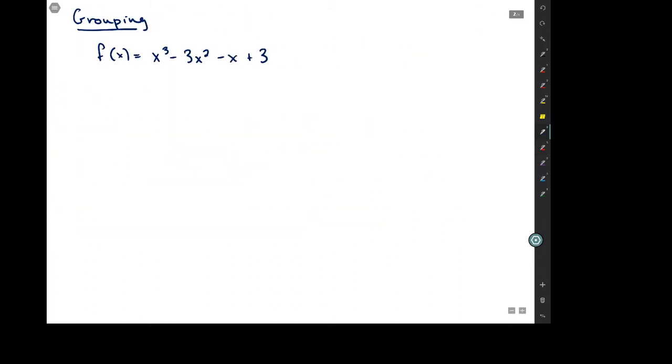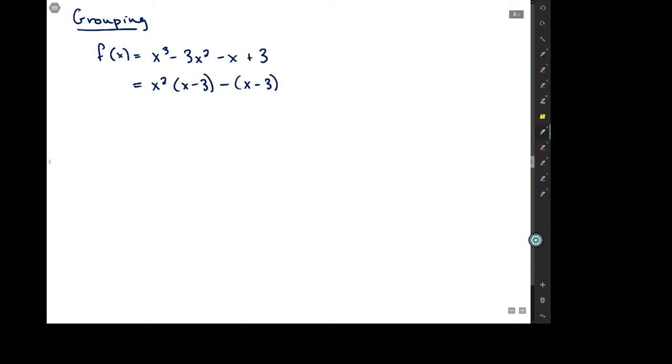Okay, another method that you may have seen for factoring is grouping. You can use it with degree 2 polynomials, and you can also use it with degree 3 polynomials where reverse FOILing won't work. So for example, if I take f of x equals x cubed minus 3x squared minus x plus 3, I can take the first two terms and factor out an x squared, and I'm left with x minus 3. Then the third and fourth terms, I can factor out a negative, and then I'm left with x minus 3 there.